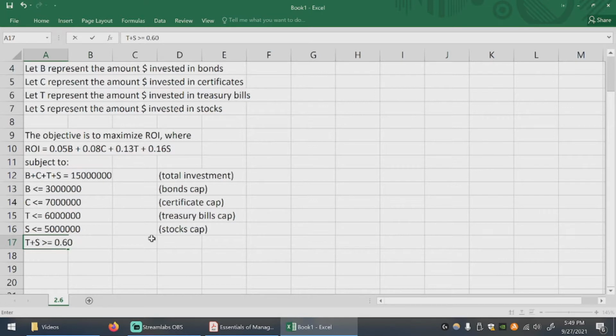60% of what? Of the total amount invested, which is B plus C plus D plus S. I don't need the multiplication there, but I like it. Why not? So that is the 60% requirement. Who knows what to call it? It doesn't matter what you call it. Think about it.